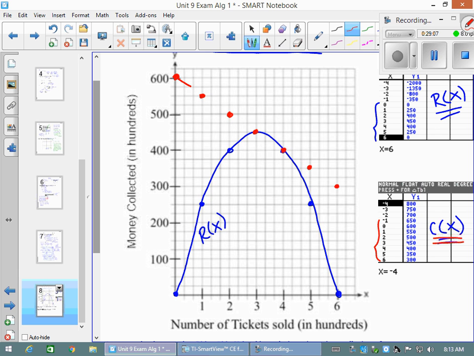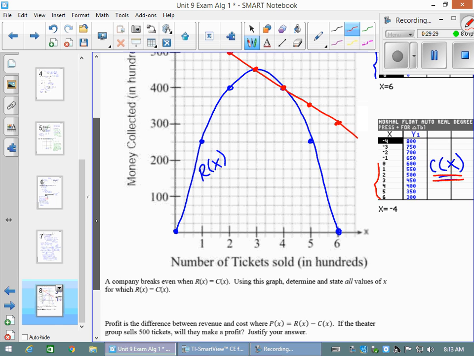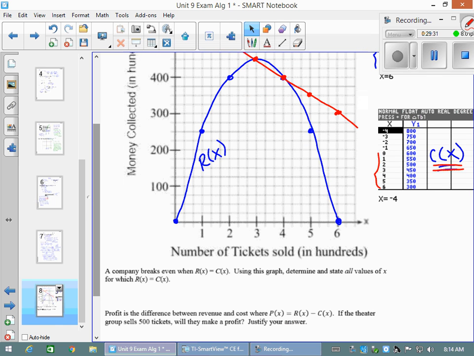Okay, so once they are both graphed, and if you would put an arrow here, just because our grid is continuing and it wouldn't get negative right away, or you could have left the arrow off and just gone to the end of your grid. Okay, so our next part here is to determine if the company is going to break even and where. So it tells us here that the company breaks even when revenue is equal to cost. So using our graph, determine and state all values of x for which r of x equals c of x.